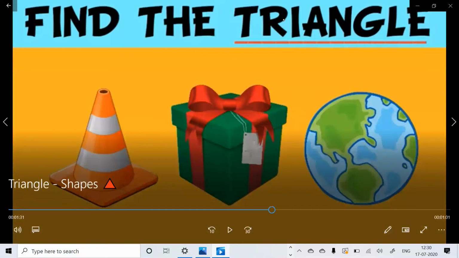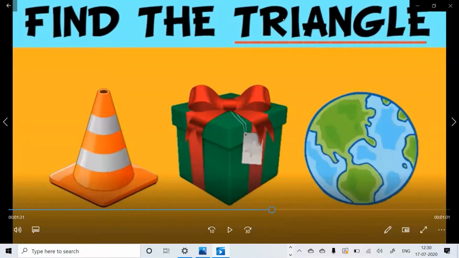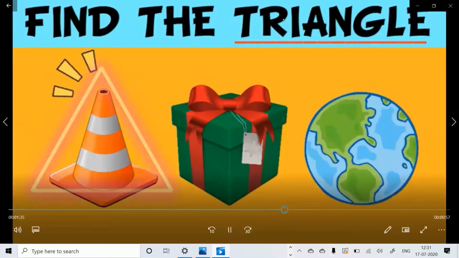Which one is the triangle over here? Yeah, the first one, right? The signboard. The first one is in triangle shape. Yes? Yes, everyone? Yes. Find the triangle. That's right.